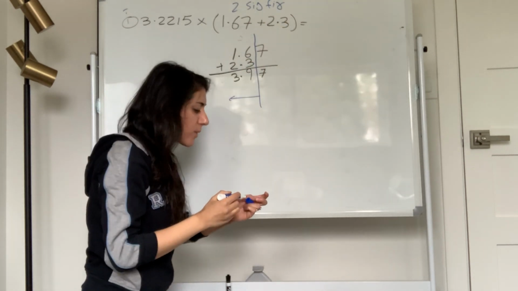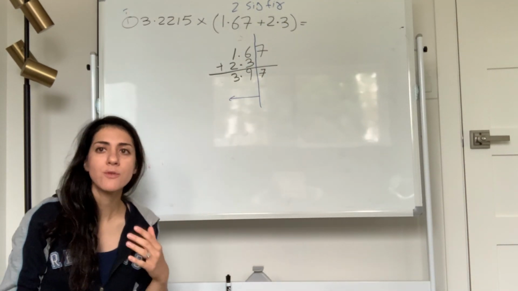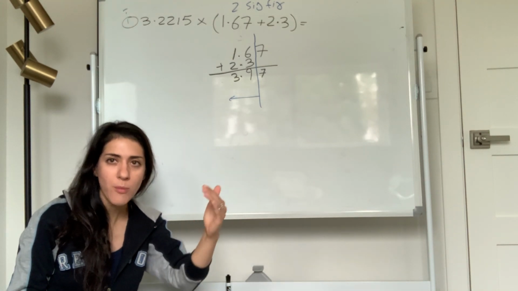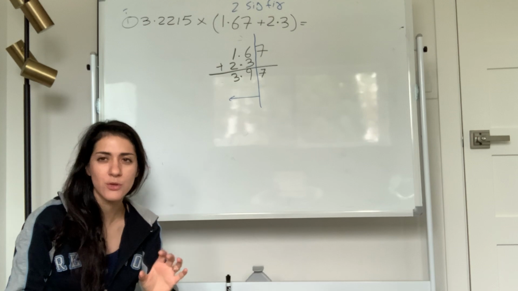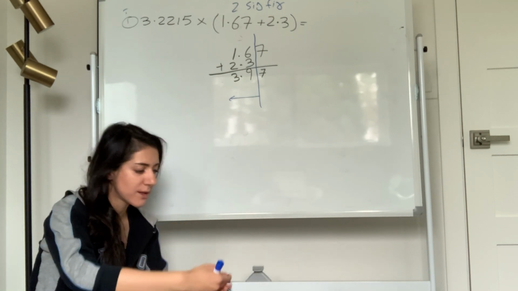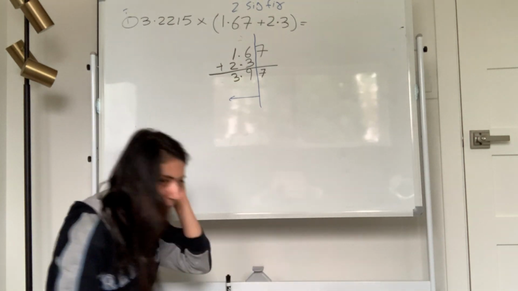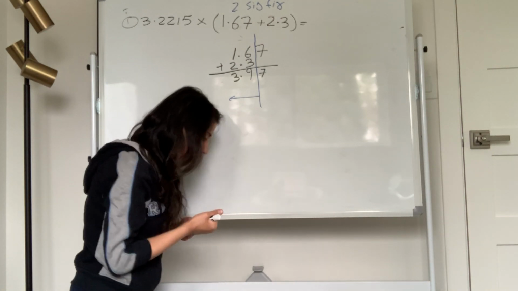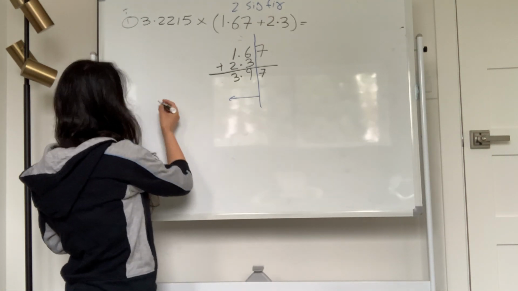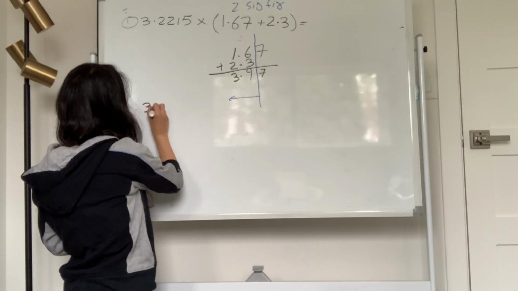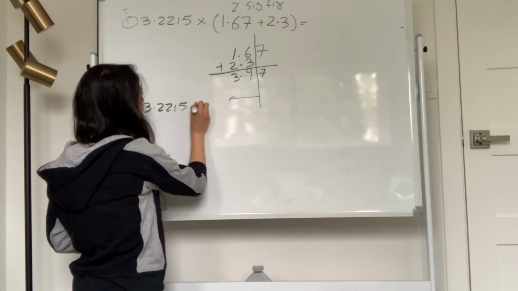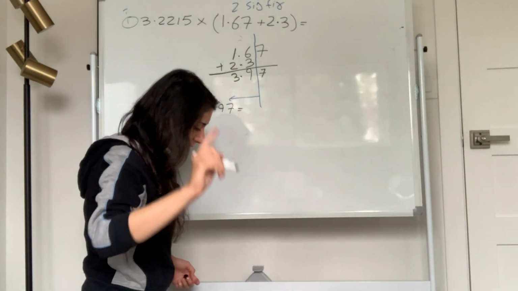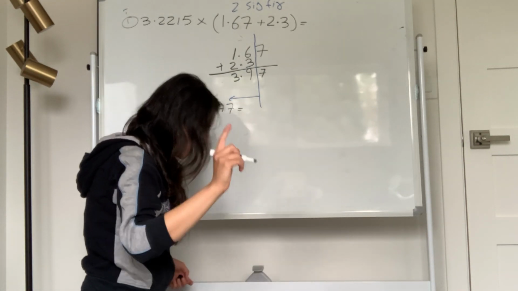Now, we said we are not going to round, because if you round right now, then you always end up rounding more up than you are rounding down, and it's not good, because if you keep rounding, our final answer is going to be off. So we don't round until the very end. So now what am I going to do? Now I'm going to multiply 3.2215 by 3.97. Again, we do not round until the end.